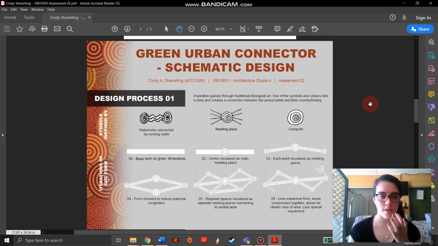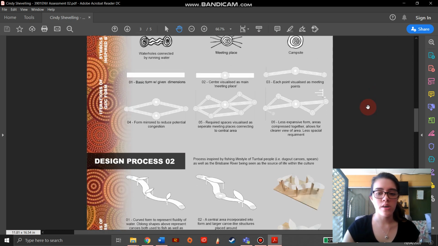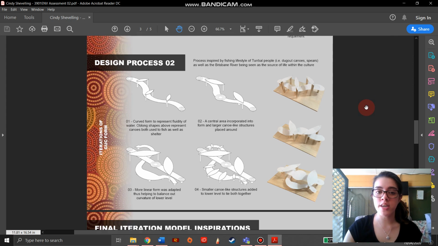Going back over my first design and feedback, one of the main points I was given was to try not to make the design so tokenistic, as with this one I only really touched bases looking into just the symbolism of Aboriginal art and what it means just to create my form. But I realized pretty early on that my design was quite expansive and I really wanted to condense that a bit more. So that's how I went into my second design.